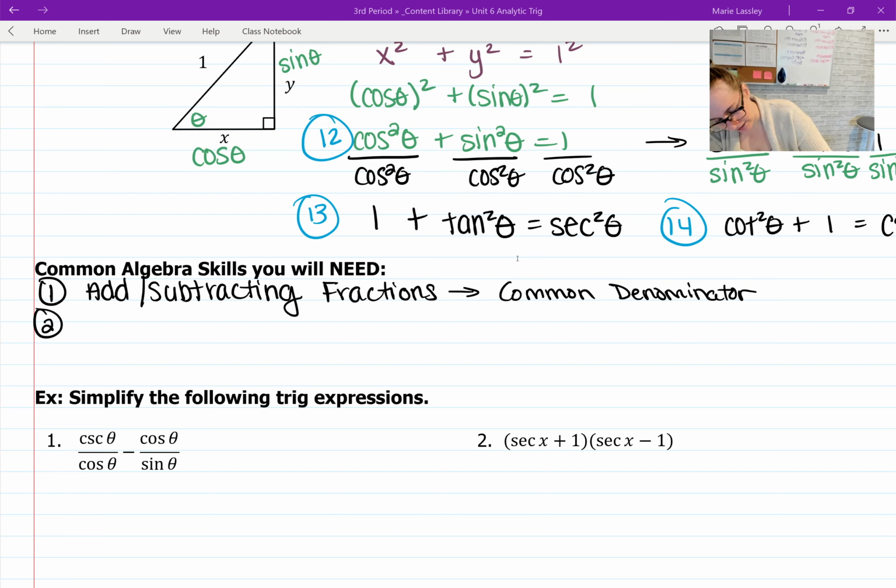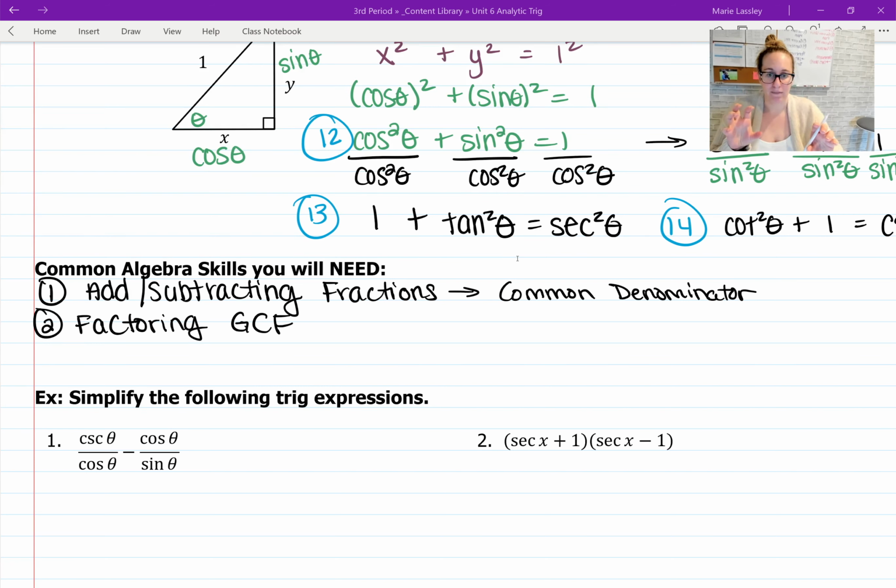Algebra skill numero dos, taking a GCF out. So factoring GCF. GCF stands for greatest common factor. It's when you pull something out that both terms have in common. You need to be able to do that. You will use it a lot. Speaking of factoring, there's a lot of factoring you're going to have to be good at. Number 3, factoring difference of squares.